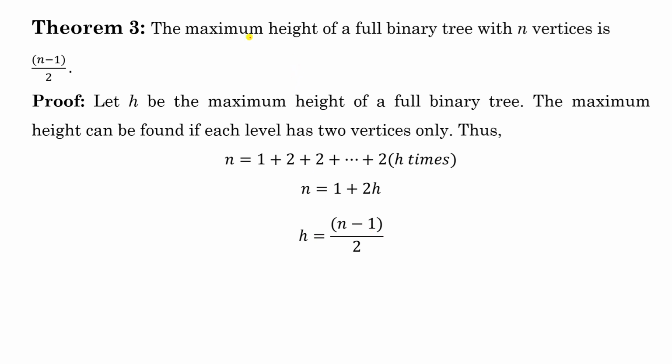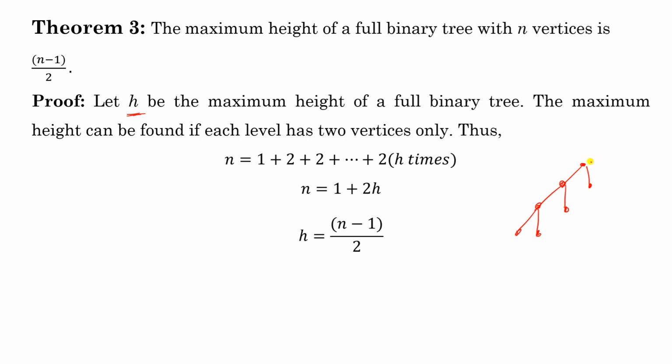Now next, the maximum height of a full binary tree with n vertices is (n minus 1) by 2. Now maximum height means, how can we find the maximum height for a given binary tree? We have to arrange the vertices in this way. It means only on one side we will add vertices, only one side. So in this way you will get the maximum height. Suppose h is the maximum height. Here we have taken h, the maximum height already. So for the maximum height, look at this.